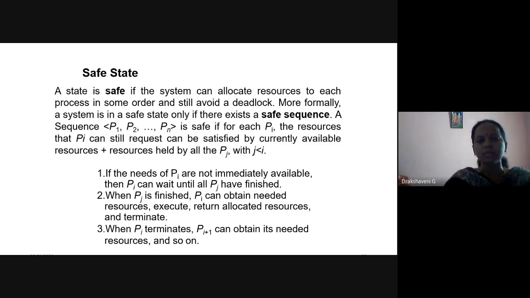What does the third step say? When Pi terminates, Pi plus one can obtain its needed resources, and so on. Like this, I will complete my work. After I complete, I'll give it to you.